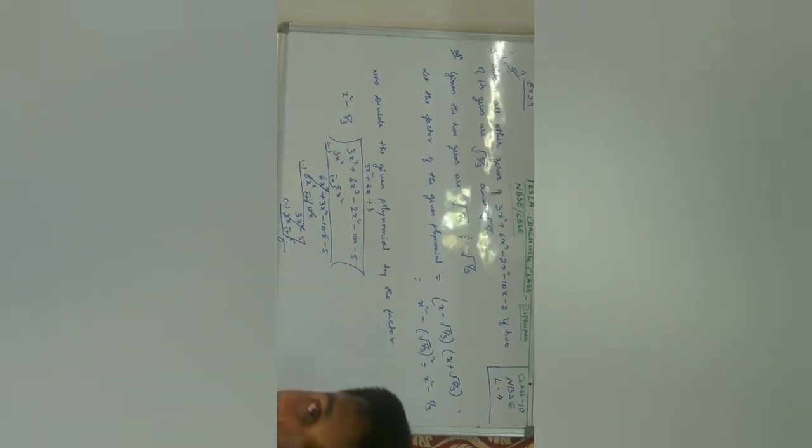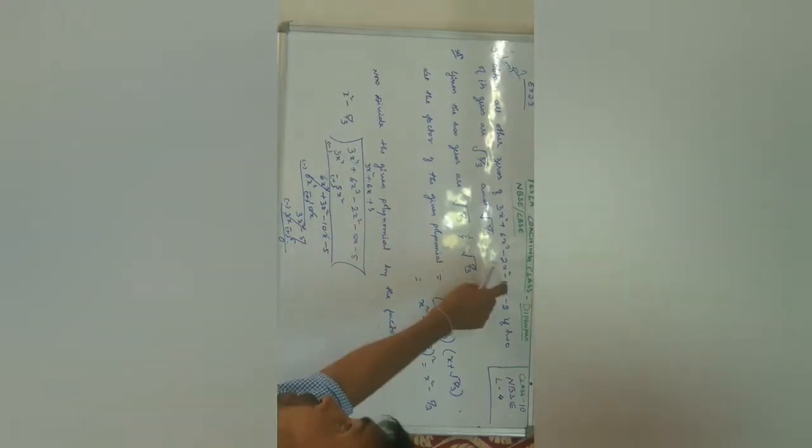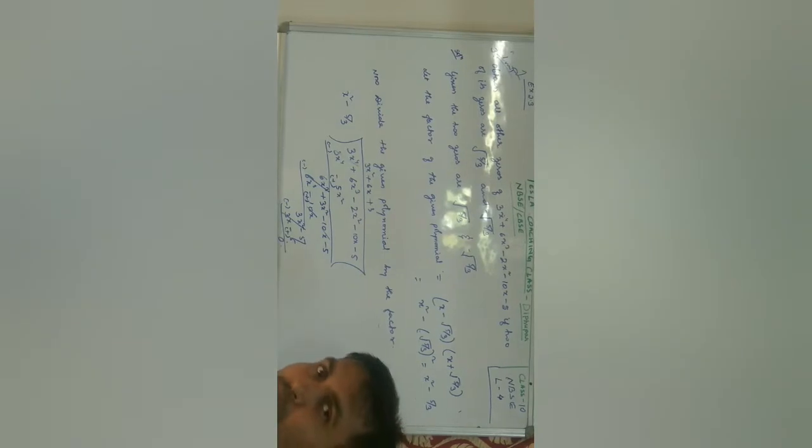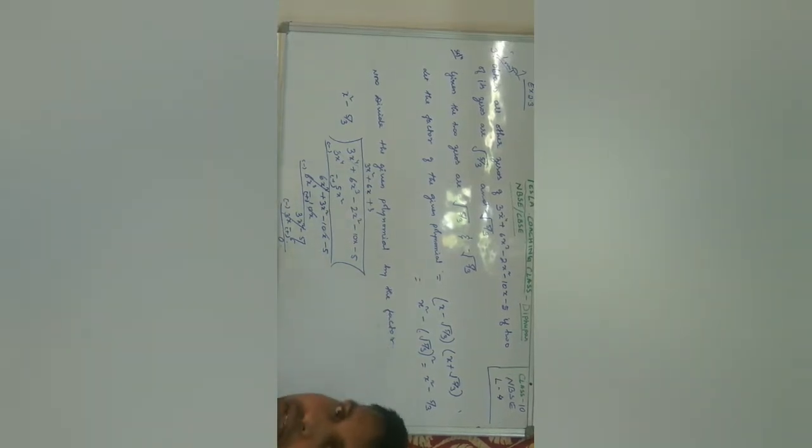They have given the two zeros. What does zero mean? Nothing but the value of x. They have given two values of x and they are asking us to find the other, remaining zeros of this polynomial. So how are we going to find them? We are going to discuss this kind of question. It is very, very important for your board exam. So dear students, I request all of you to listen to the lecture carefully and note it down.